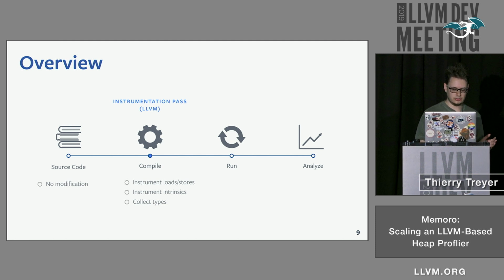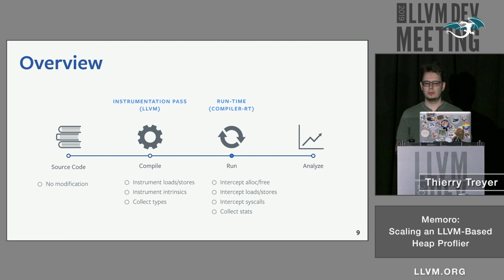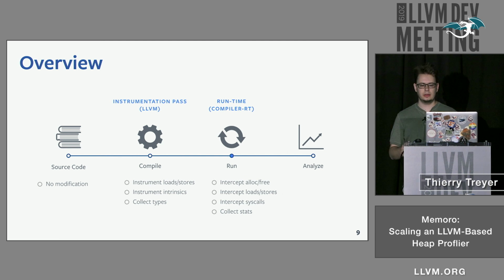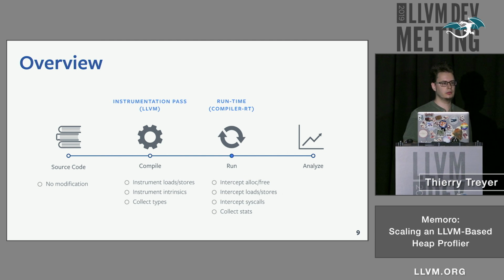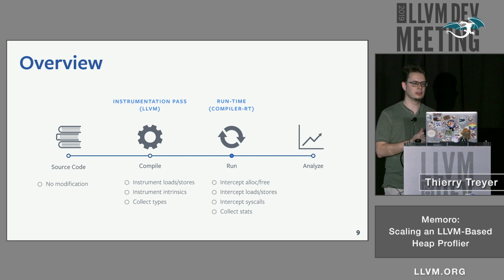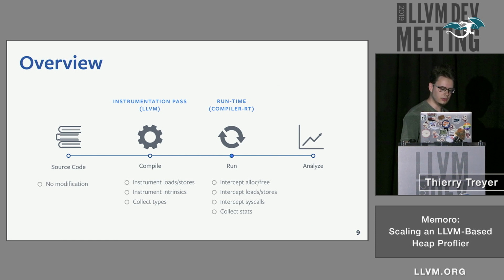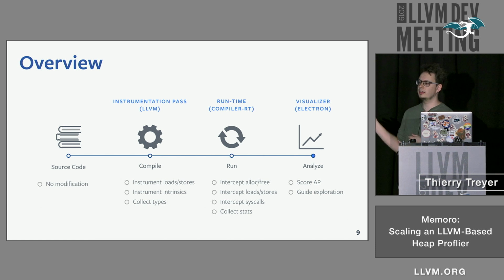And all you have to do is just add -fsanitize=memoro. Then you start running your program, and we will intercept every allocation, every free. We'll also intercept every load and store. This is one of the most costly operations, but we'll come back to it. And we'll also intercept syscalls to reduce the cone of shadow you might have in your application. And all of this data is collected and then dumped into a file that you can feed to the Visualiser, which is an Electron app.